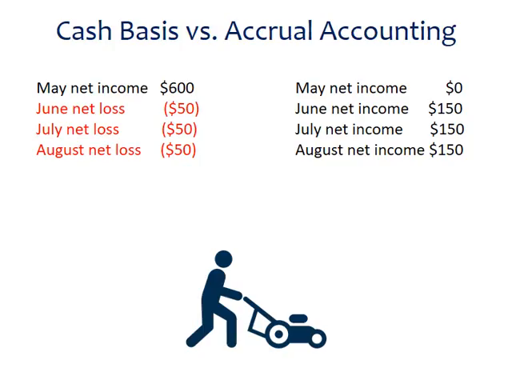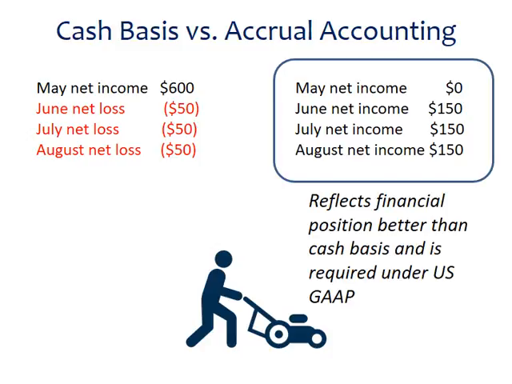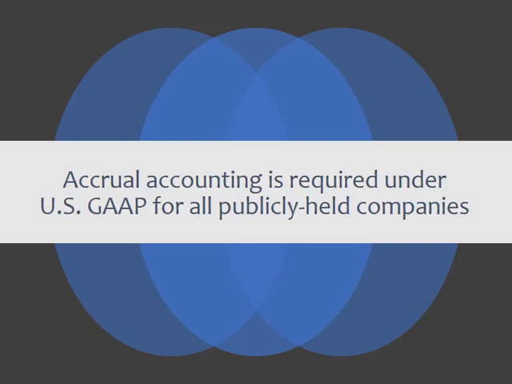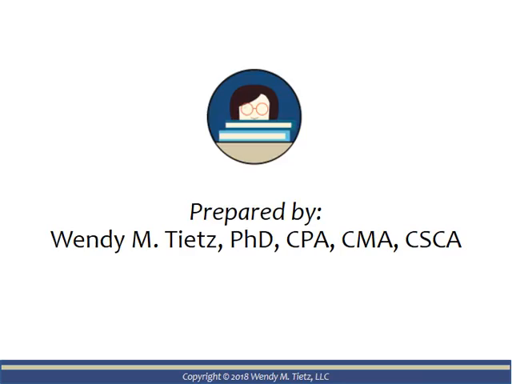Accrual accounting, since it represents economic reality much better than cash basis accounting, is required for financial statements for all but the smallest of companies. If you're a publicly held company, you will be using accrual basis accounting. Let me restate: accrual accounting is required under U.S. GAAP for all publicly held companies. We will be using accrual accounting throughout this course unless otherwise stated.